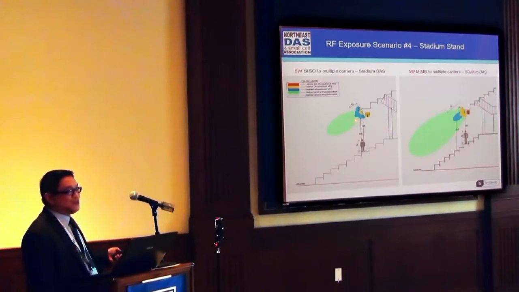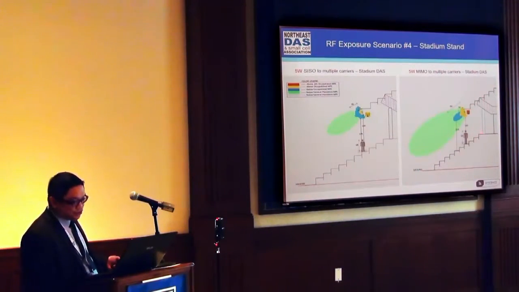But nobody actually likes to consider that, right? Now what happens, for example, if you have a 5-watt MIMO multi-carrier on a DAS? Again, it's the same thing. You have to consider the fact that the signals are now actually getting even stronger.